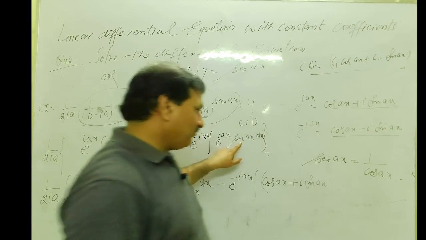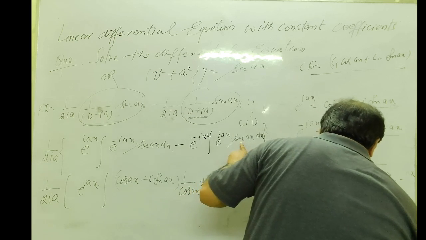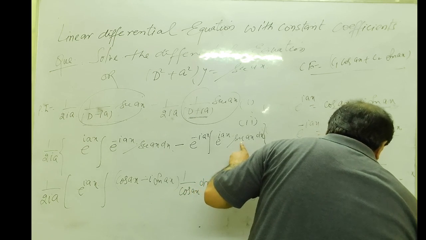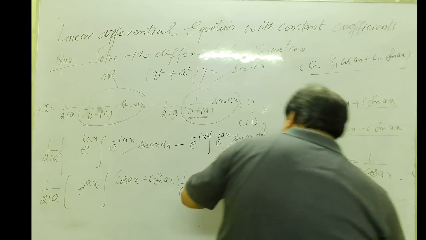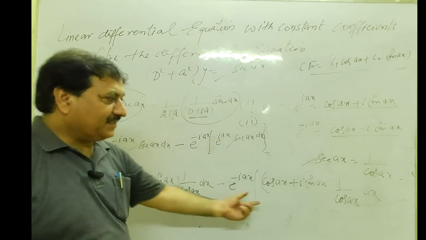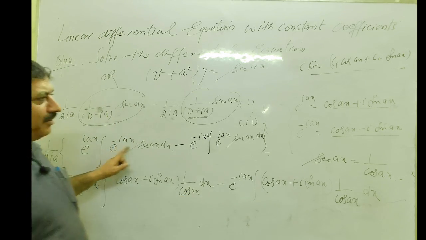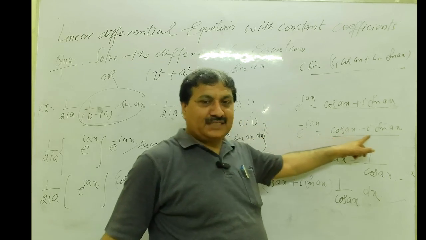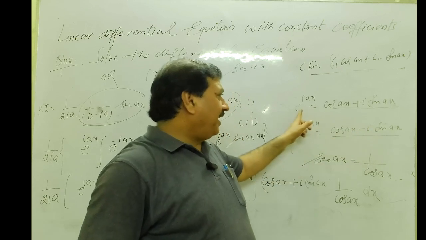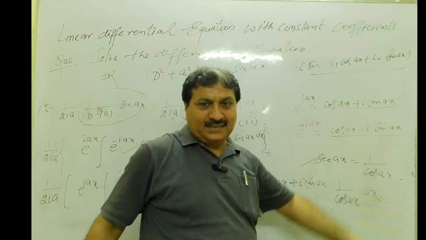Sec ax means 1 by cos ax, 1 by cos ax dx. This is final. This is the second integration and this is the first integration. Any doubt? Put here e to the power minus iax equals cos ax minus i sin ax, and e to the power iax equals cos ax plus i sin ax.